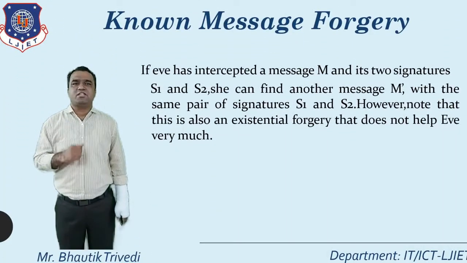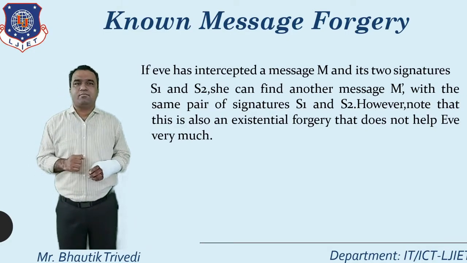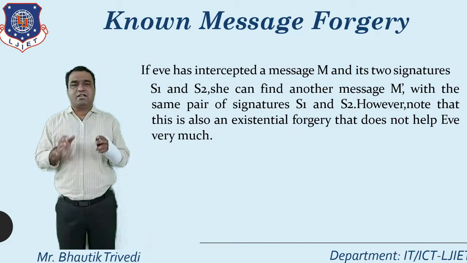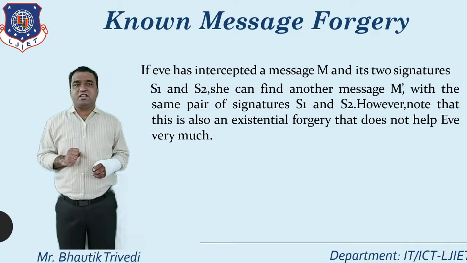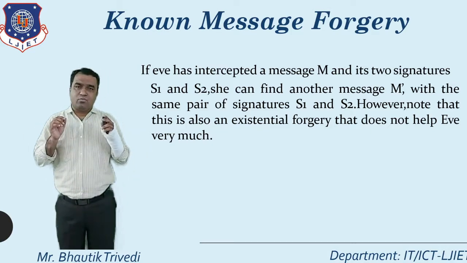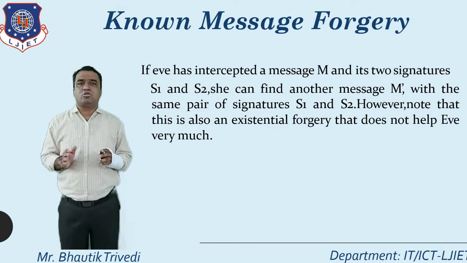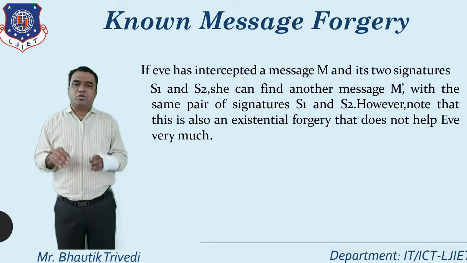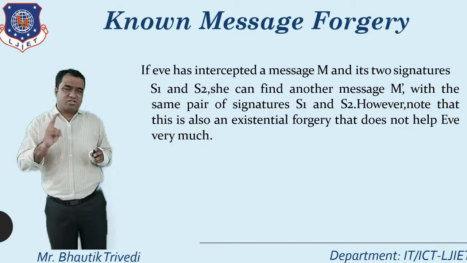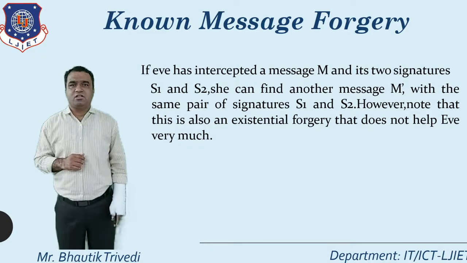And the second one, known-message forgery, means what? The particular person has intercepted a message M and its digital signature S1 and S2. So he can directly find another message M dash with the same pair of signature S1 and S2. Remember one important note here: this is also an existence forgery that does not help the particular person very much. So remember, there are two types of forgery here, and one is the known-message forgery.